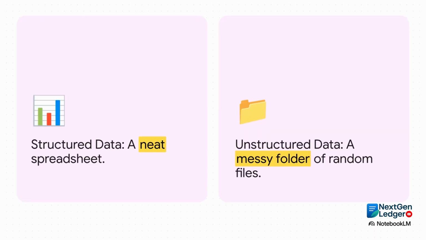Okay, so to get our heads around this, let's start with a really simple comparison. First, you've got structured data. Just picture a perfect spreadsheet, right? Everything has its own row, its own column, it's all neat and tidy. And then you've got unstructured data. This is way more like that chaotic folder on your computer. You know the one? Just packed with random photos, voice notes, documents, and videos all thrown in together.